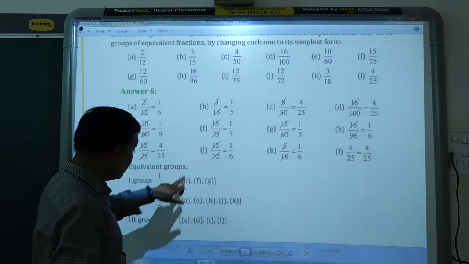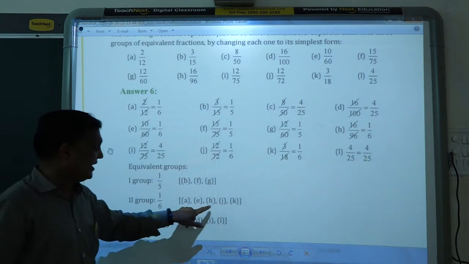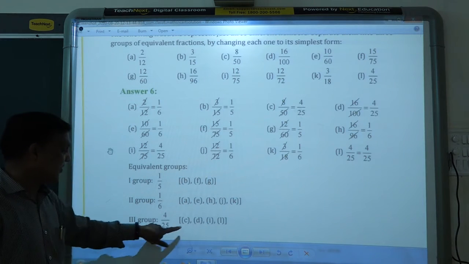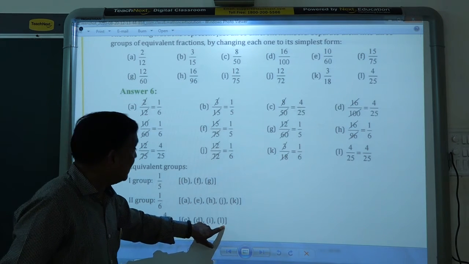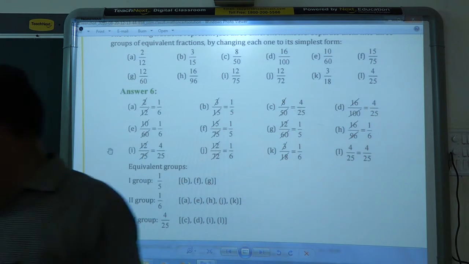So this you have to arrange in groups. 1 upon 5: B, E, F, G. 1 upon 6: A, E, H, J, K. 4 upon 5: C, D, I, L. Yeah, J, K, L. Next question.